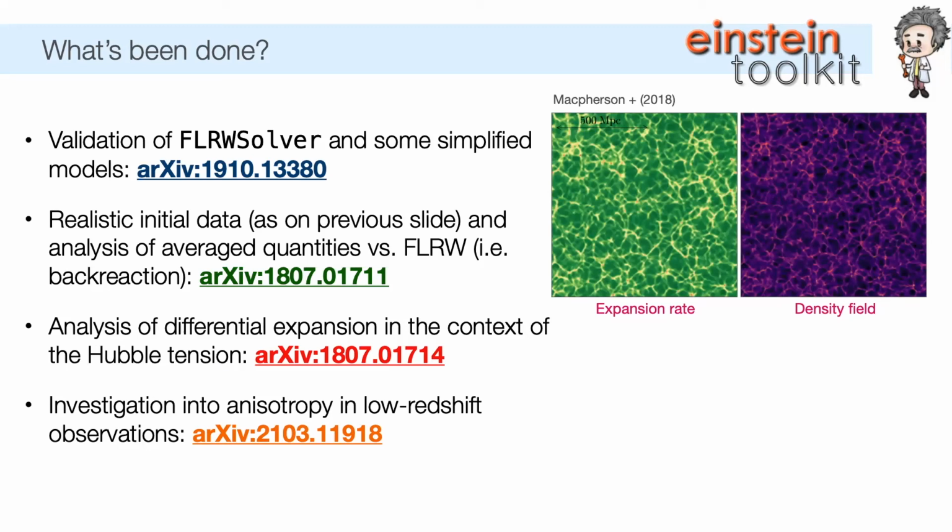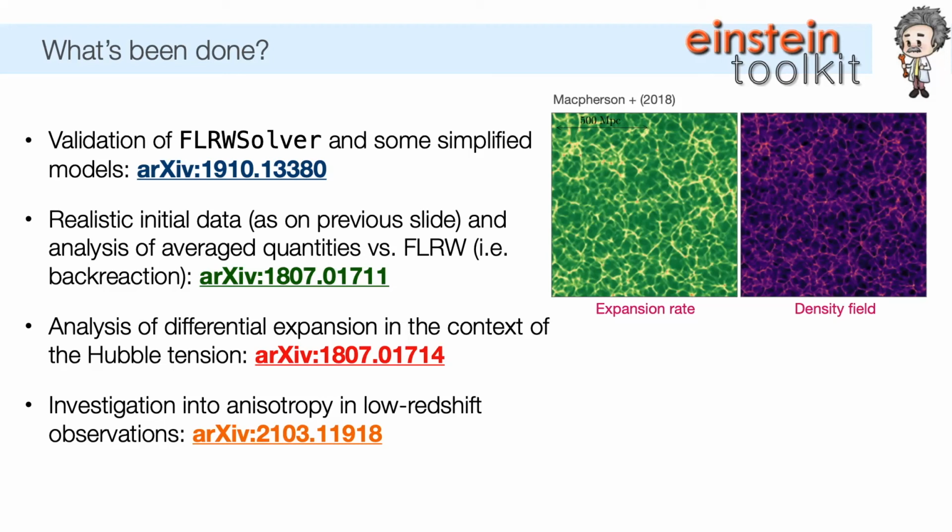We also did a more in-depth analysis of the differential expansion rate in these more realistic simulations and looked at this in the context of the Hubble tension I mentioned before. So here we've got the same density field I showed you on the previous slide. On the left here, we're showing the corresponding expansion rate of spacetime. So this is definitely inhomogeneous, and we had a look to see if this could potentially resolve the Hubble tension. No spoilers, you'll have to check out the paper here.